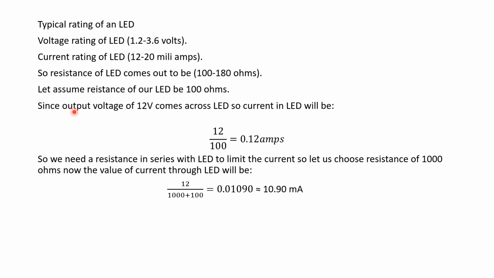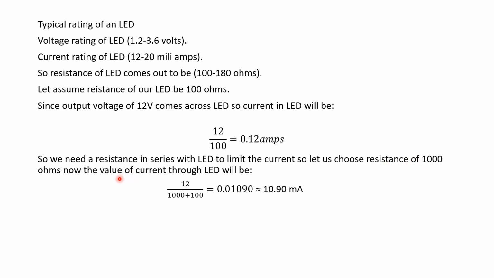Since the output voltage of the voltage regulator is 12 volts, 12 volts come across the LED. So the current which will flow through it will be 0.12 amperes, which is very high as compared to the current rating of the LED. So we need a resistance in series to limit this current. So let us choose a resistance of 1000 ohms.